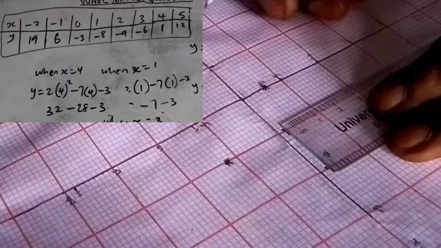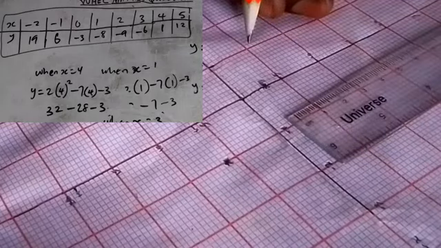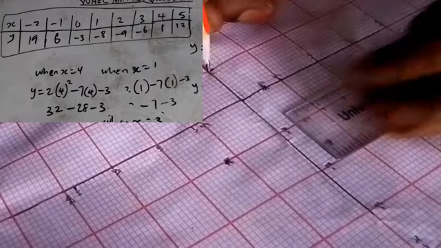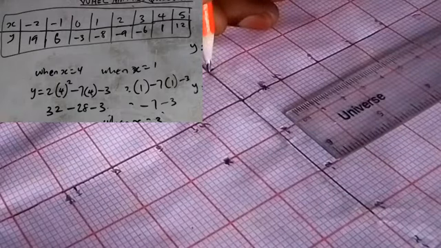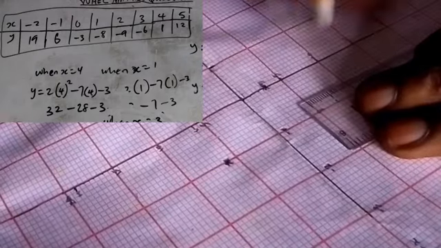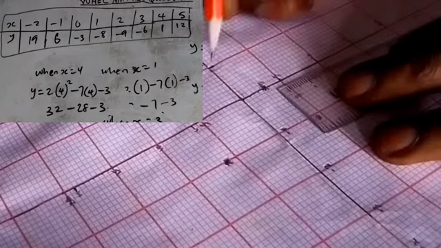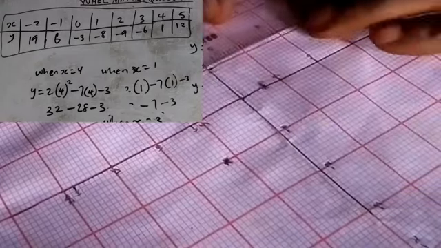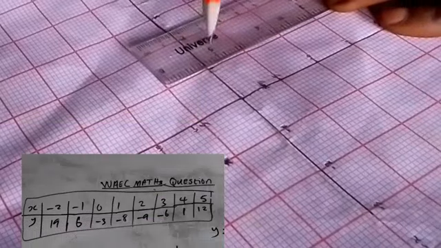So the next thing to do now is to plot the next one. That's when s is equal to 1. When our s is equal to 1, our value of y is equal to minus 8. So we have our 9. We have 5 here. So let me plot this one here. s is equal to 1, y is equal to minus 8.